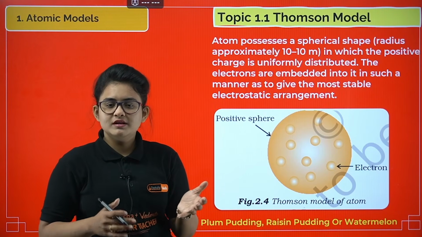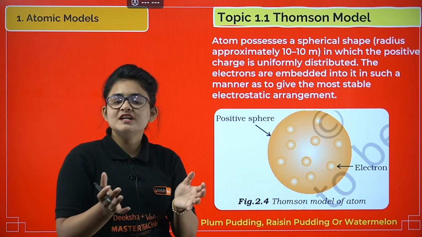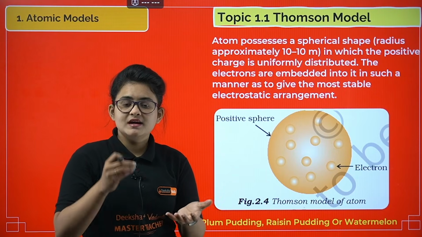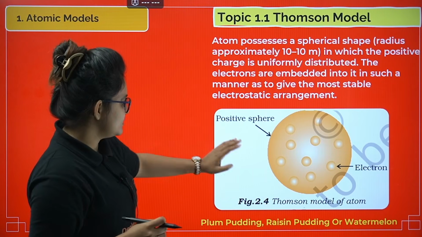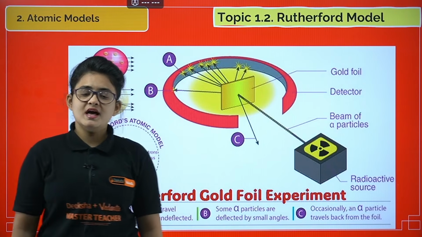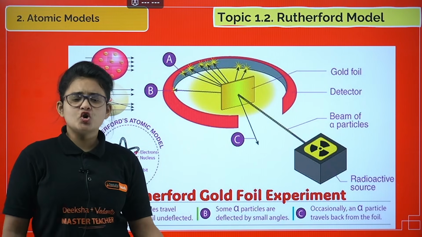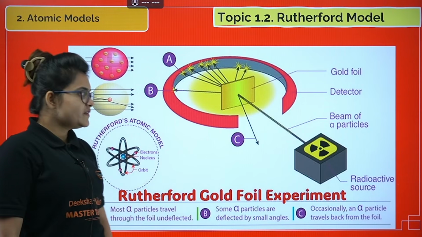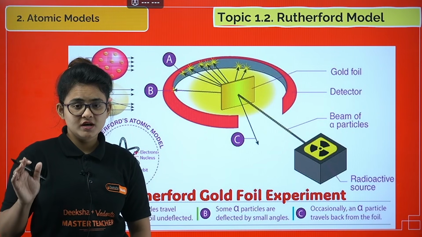If you cut the watermelon, the red mass is evenly distributed, and the seeds represent the electrons, embedded within the mass. This is the Thomson model, this is how it looks. This particular model has some limitations or drawbacks, better to say, that Rutherford further proved. When the alpha scattering experiment was done, it was proved that Thomson's model was not valid.